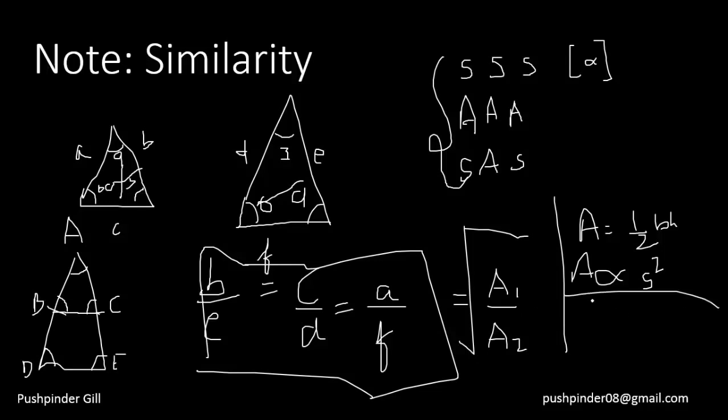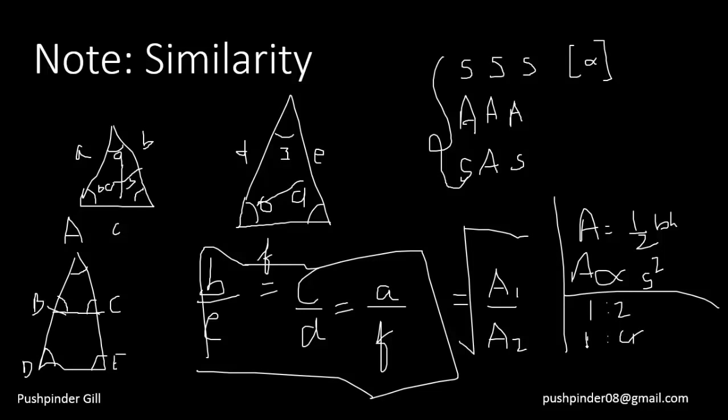So if the sides are in 1:2, areas would be in 1:4. Similarly, if areas are in 1:4, sides will be in 1:2. If sides are in 1:3, areas would be in 1:9. If sides are in 1:6, areas would be in 1:36. You have to understand that this is one of the most tested properties in the GMAT. Make sure that you understand this: if the sides are in A:B, areas would be in A²:B². And if areas are in A:B, sides would be in the square root of A by B.